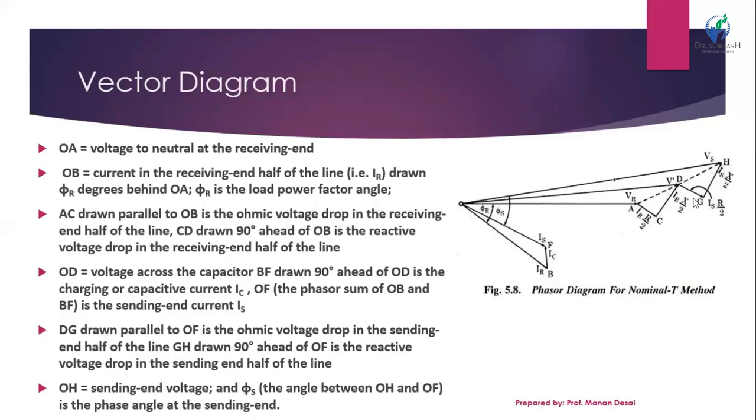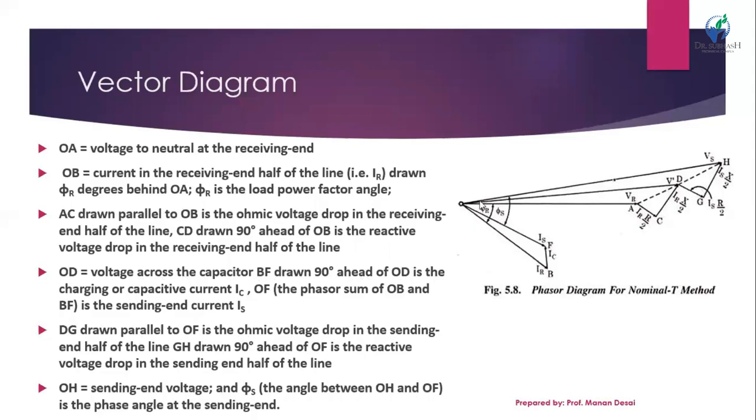So OD is the resultant vector of the first half, and OH is the final resultant vector of both halves. OD is the voltage across the capacitor, and BF is drawn 90 degrees ahead of OD. DG, drawn parallel to OF, is the ohmic voltage drop in the sending end half of the line. GH, drawn 90 degrees ahead of OF, is the reactive voltage drop.